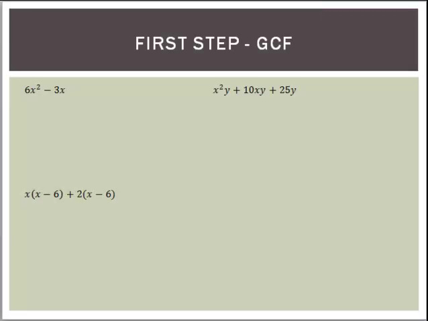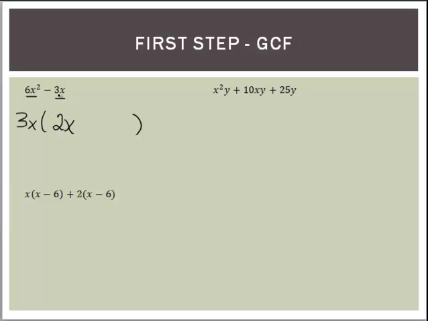So the very first thing that you want to do when factoring something or factoring a polynomial is to factor out the greatest common factor. That means what factor does each term have in common? Well, looking at these two, I can see that they both have a 3 and an x in common. So we're going to factor that 3x out. Well, what do you multiply by 3x to get 6x squared? You multiply it by 2x.